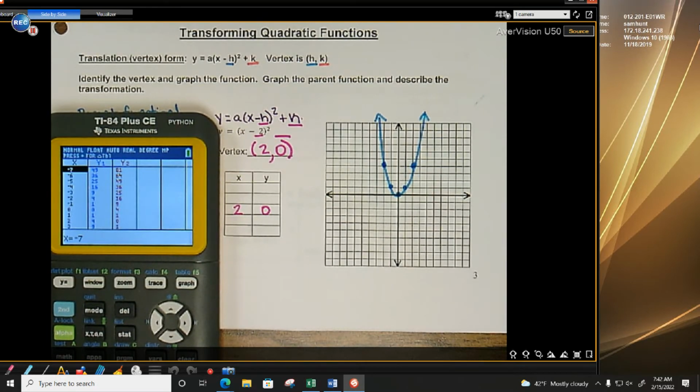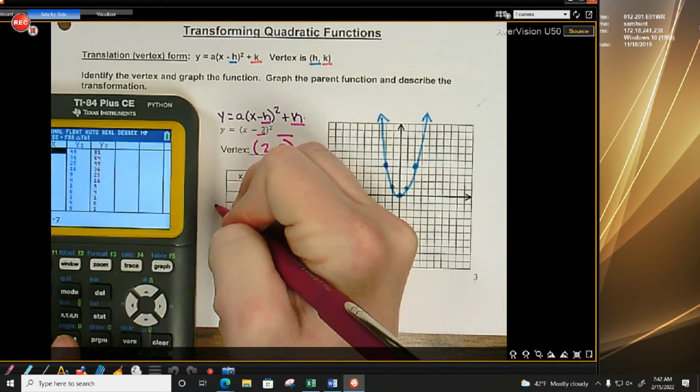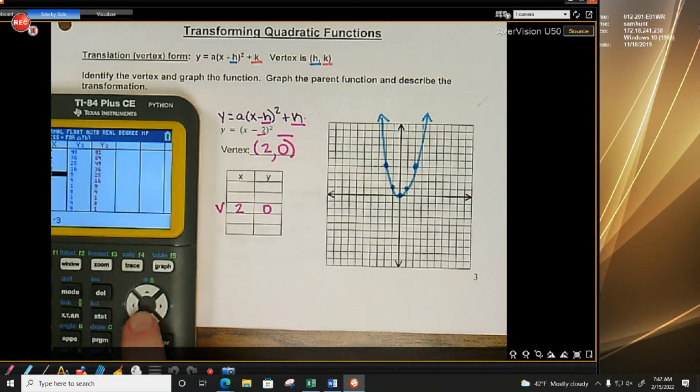The first one I put in. So what's the y2 column? The second one. That's the one I'm trying to make a table of. So I'm going to look at my y2 column. So again, we always start with our vertex, which go down. It's 2, 0.